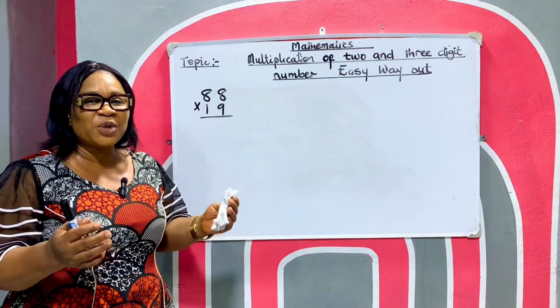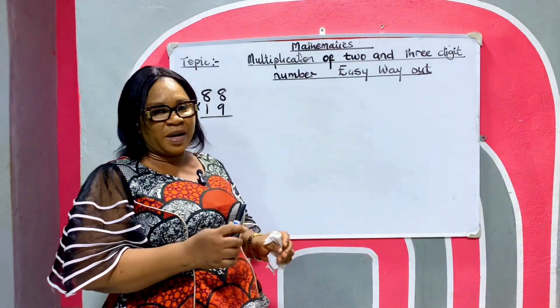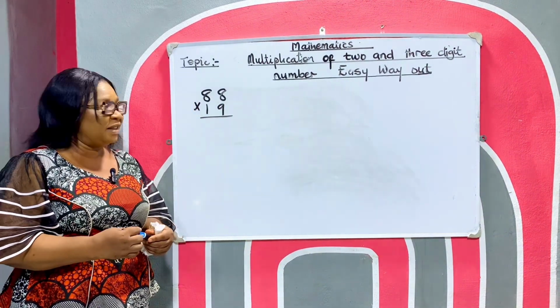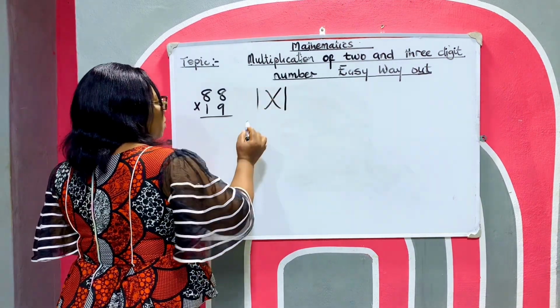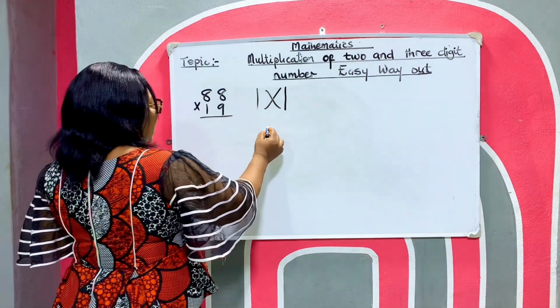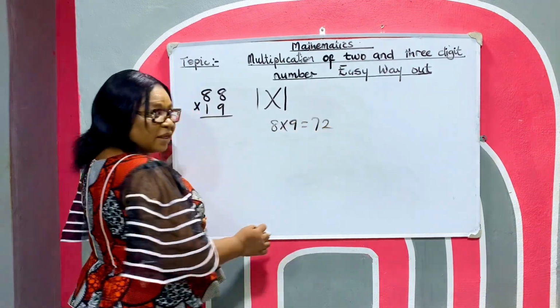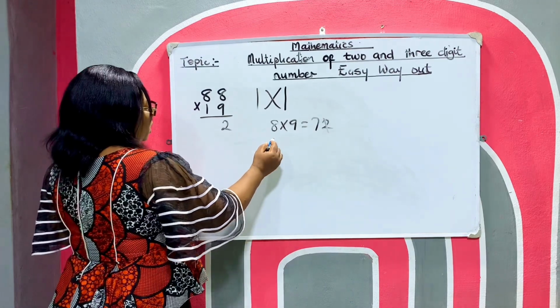Let's practice one more 2-digit number. At the end of the lesson, I'll give you more work to practice at home. Okay, 88 times 19. We start this way, and this way. Okay, so let's start again. 8 times 9 will give you 72. Yes, 72, you write 2.